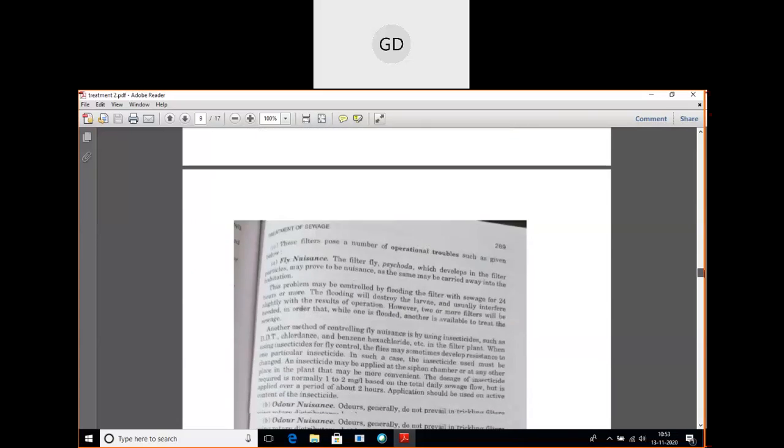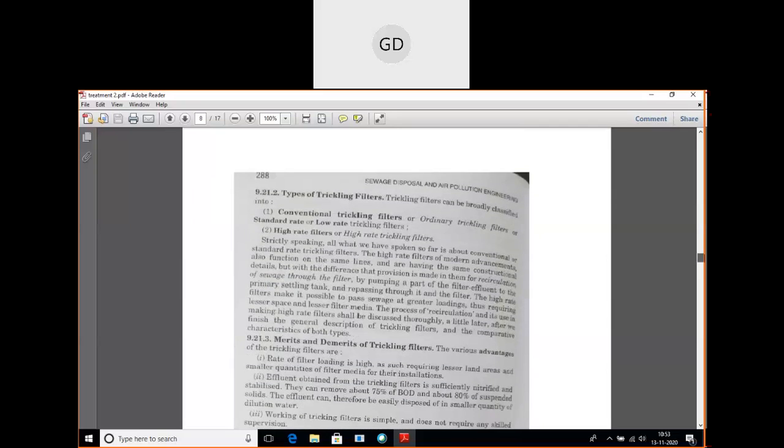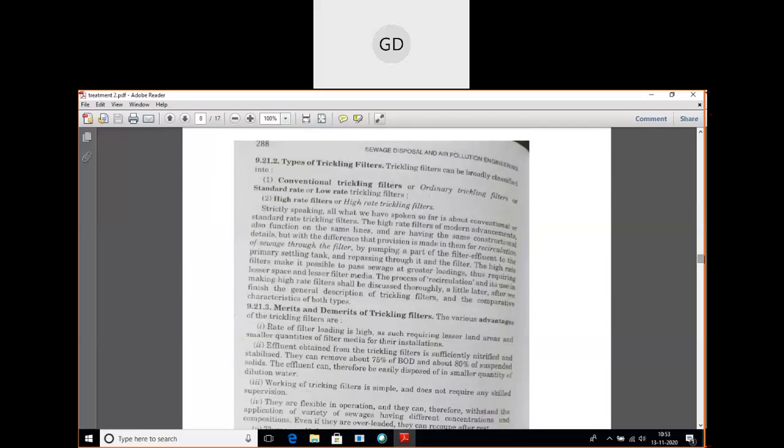Okay, so now the types of trickling filters. What are the types of trickling filters? There are two types. One is the conventional trickling filter and the other one is the high rate trickling filter. So let us see what is a conventional and what is a high rate trickling filter.